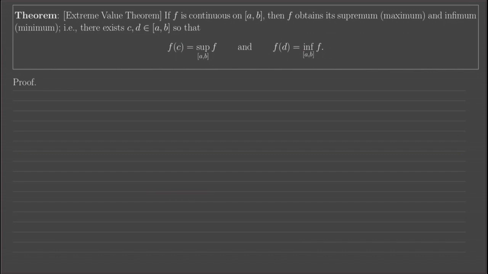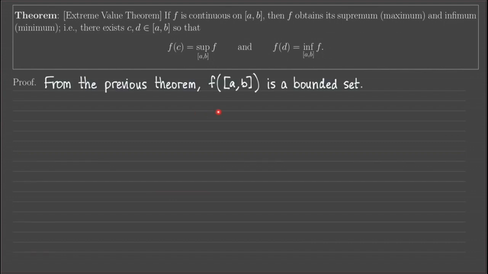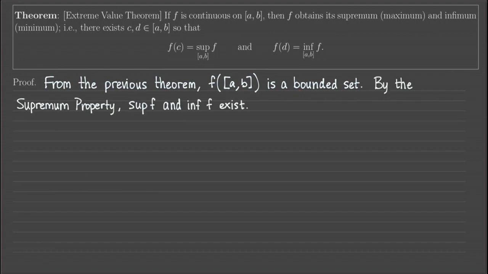Let's do the proof. It's very similar to the proof that the set of outputs over a bounded domain is bounded. Again, the key idea here is going to be that we construct a sequence which is bounded, and Bolzano-Weierstrass allows us to note that there's a convergent subsequence. So here we go. From the theorem we just did, we know the set of outputs forms a bounded set, which means we know that there is a supremum and there is an infimum by the supremum property.